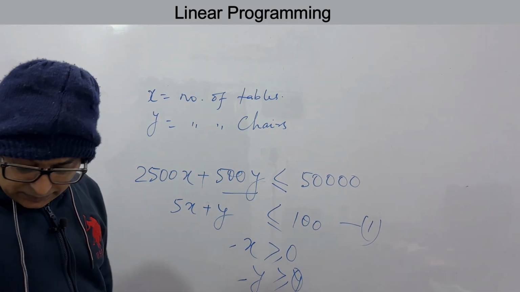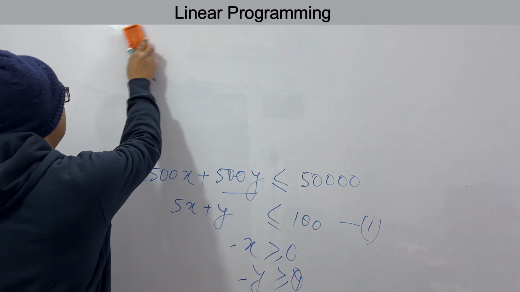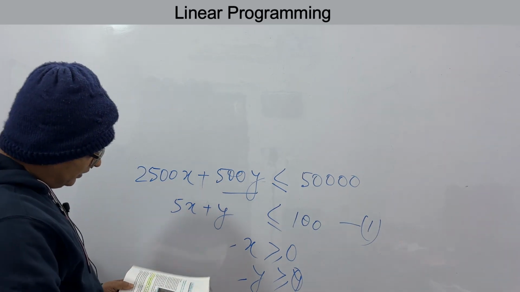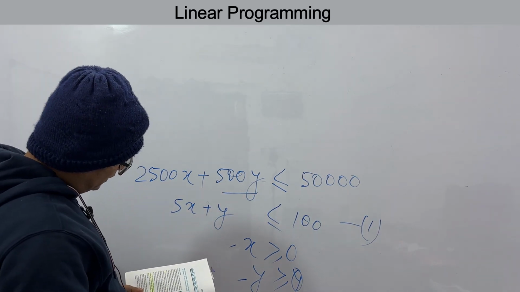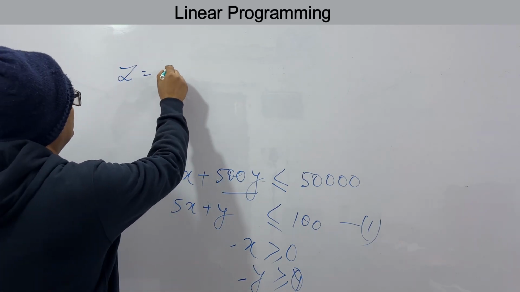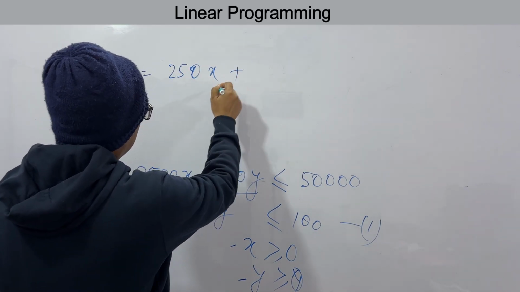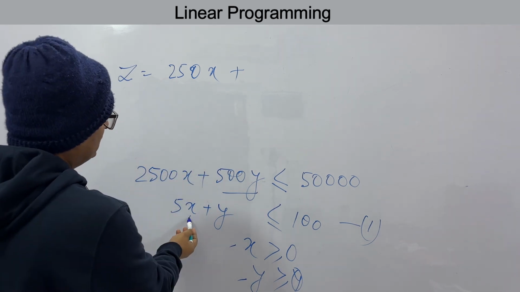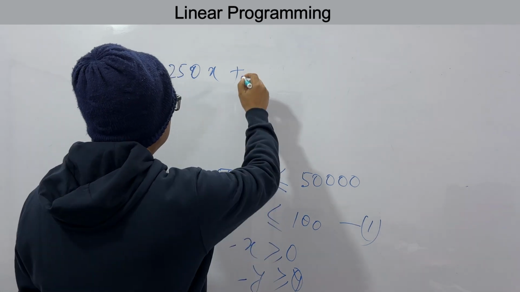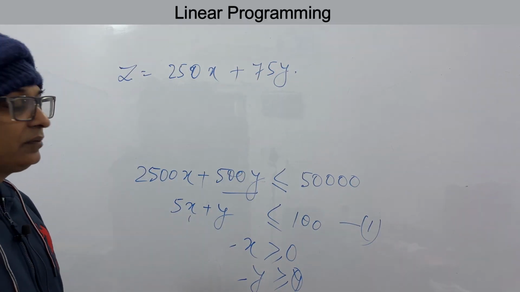The next is, we just saw what we want to do. We want to optimize, that is we want to maximize our profit. The profit from one table is 250. So let's say this is z. So 250 into x, if we sell x number of tables, we'll get 250 into x, and 75 on one chair. So 75 into y, this is the profit.